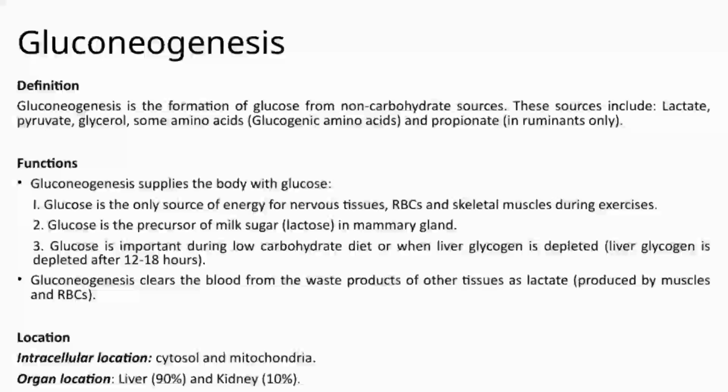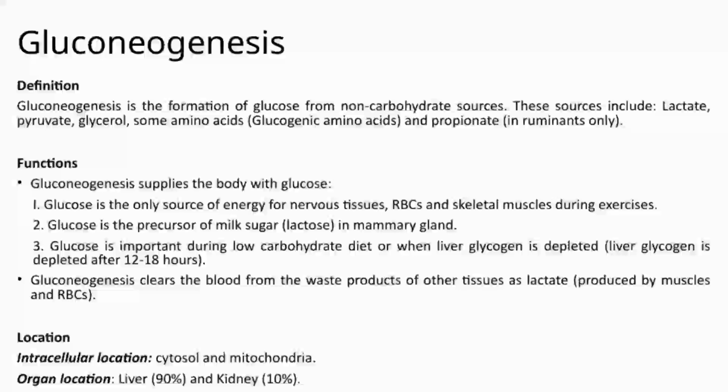For example, glucose is the only energy source for nervous tissues, red blood cells, and skeletal muscles during exercise, so maintaining glucose levels is crucial. It also serves as the precursor for milk sugar, or lactose, in the mammary glands, which is essential for milk production.